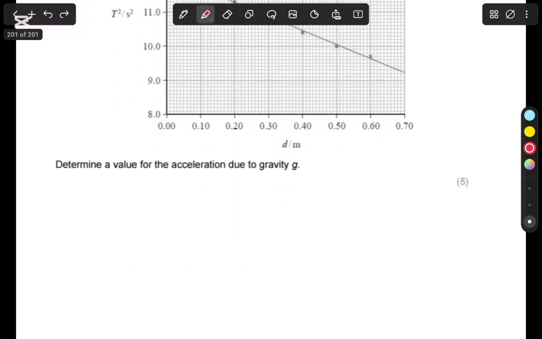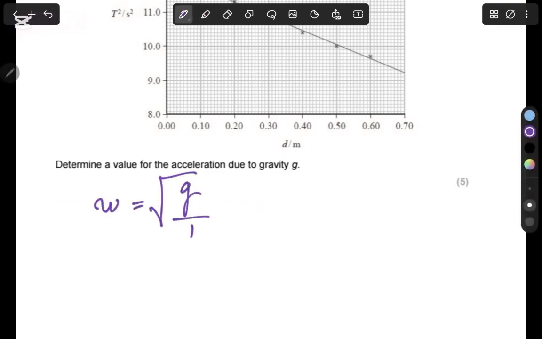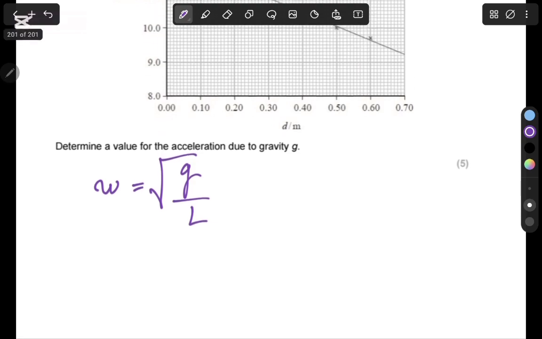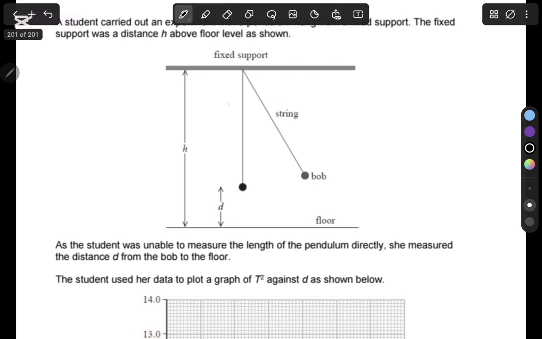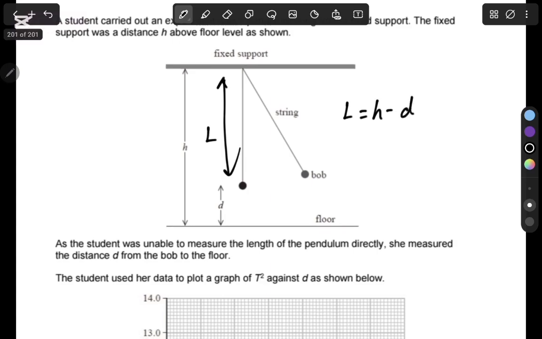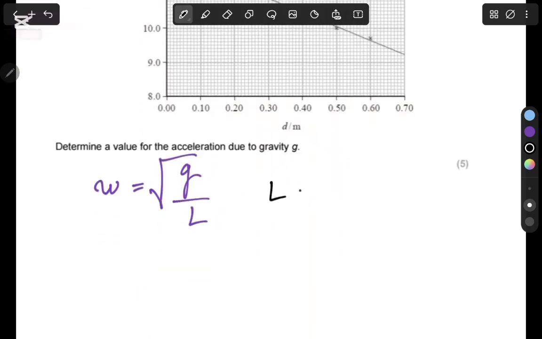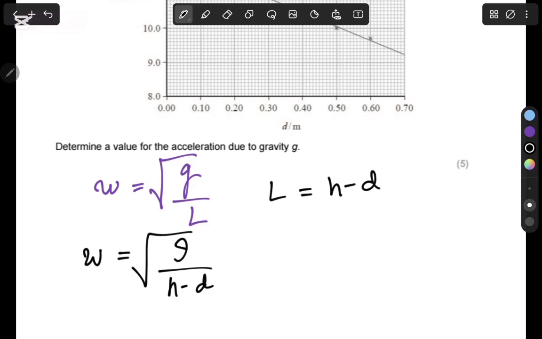So we have seen this type of graph and we know that the angular speed ω is equal to the square root of g over L. And we know that the length L will be equal to h minus t. So the length L is equal to h minus t. So what I can write here is ω is equal to the square root of g over (h minus t).